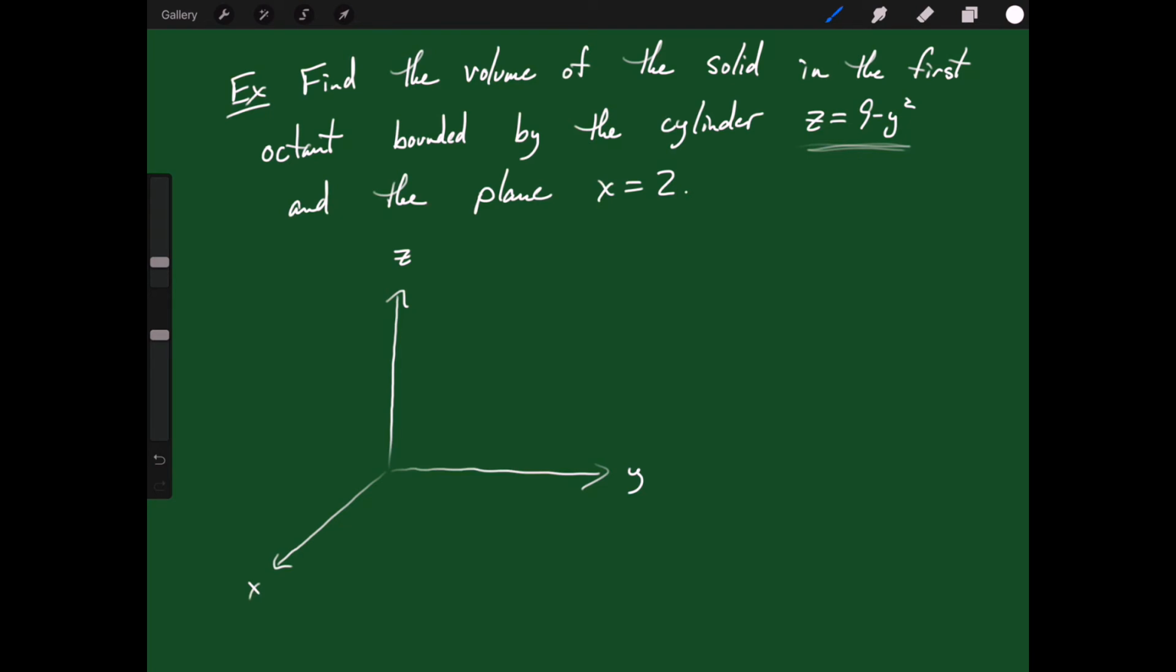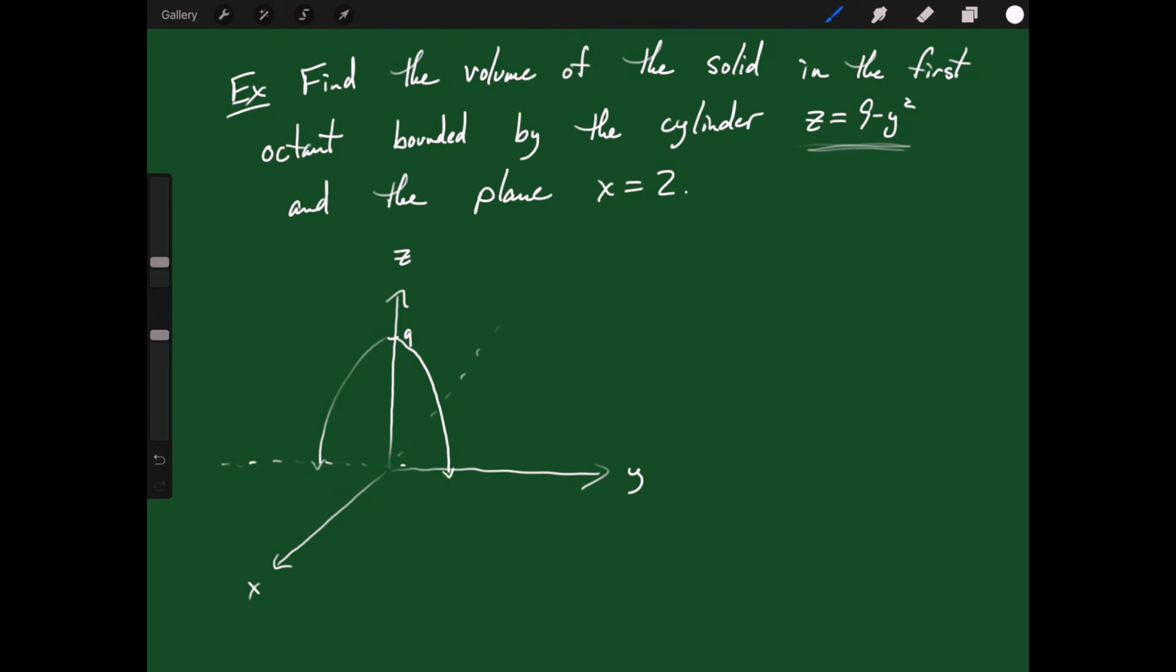So what does z equals 9 minus y squared look like? That's a parabola that starts up at 9. So up here is 9, let's say, and it opens down in the y direction. So going this way, we go this way and this way in the y direction. Here's the negative y-axis. And I could draw the negative x-axis back if I wanted to. So that's how this goes, and it keeps going, of course.